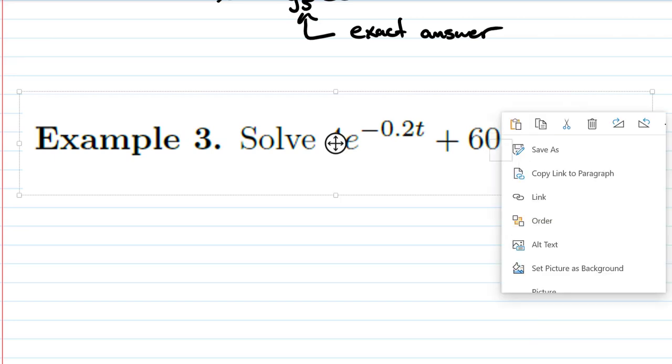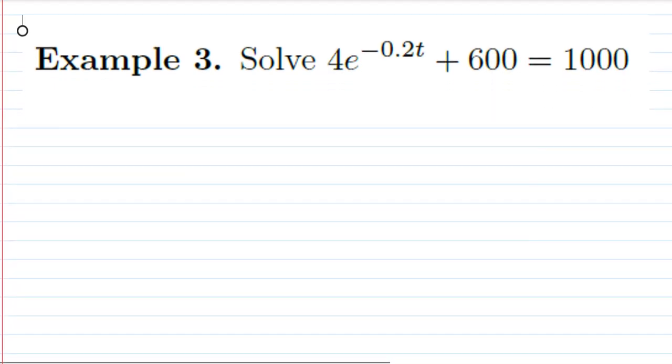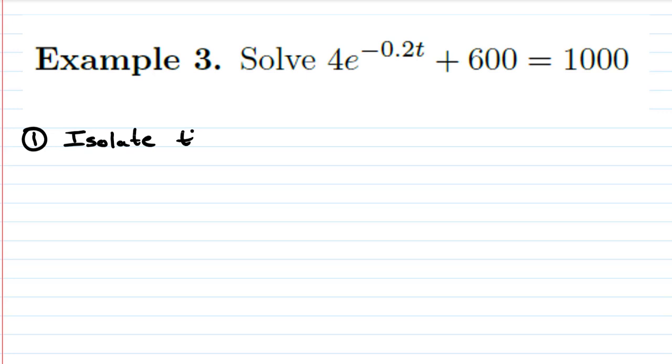So on example number 3, we wish to solve the following exponential equation. 4 times e to the negative 0.2t plus 600 equals 1,000. So this one's a little more complicated than the first couple of examples because we have our exponential here, but then we have some other terms as well. So when we have an exponential equation that looks like this, our first step should always be to isolate the exponential.